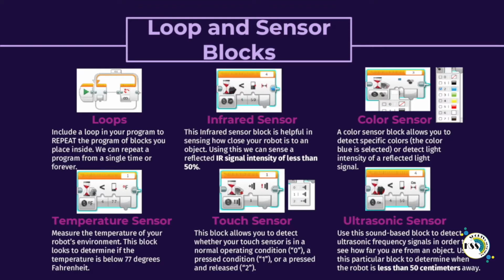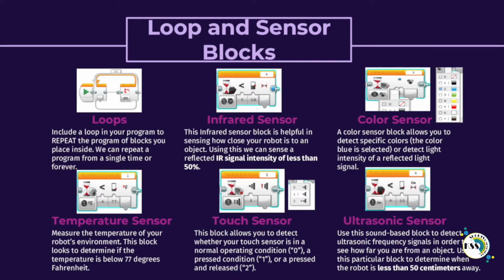The color sensor block allows you to detect specific colors, blue is selected in this case, or detect light intensity of a reflected light signal. The temperature sensor block measures the temperature of your robot's environment. This block looks to determine if the temperature is below 77 degrees Fahrenheit.